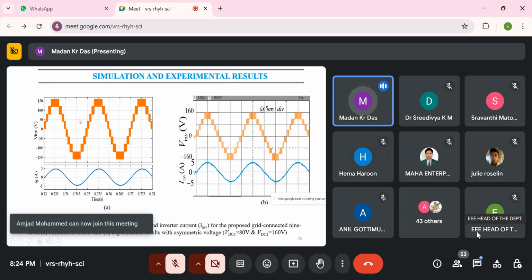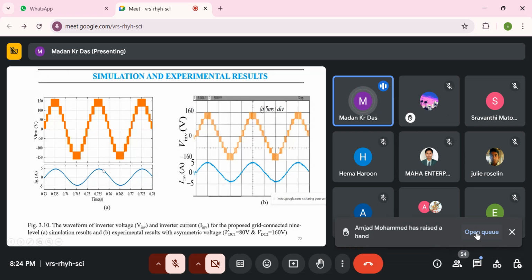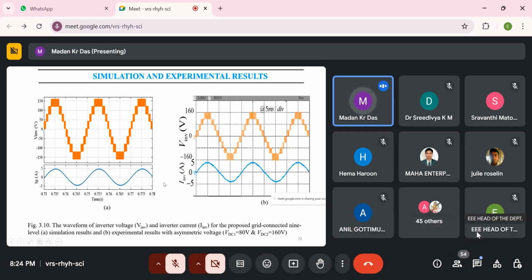Now this is the simulation result of the proposed 9-level inverter. Here this is the output voltage waveform, and this is the grid current waveform, and this is the experimental result of the proposed 9-level inverter, and this is the output voltage, and this is the current.